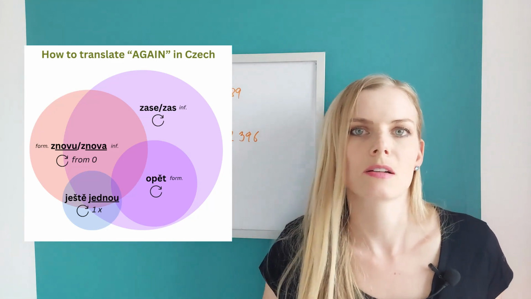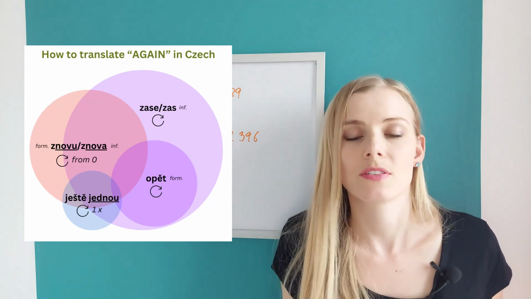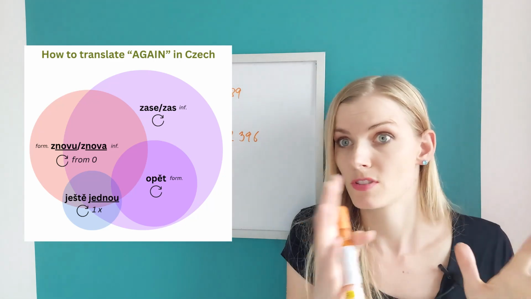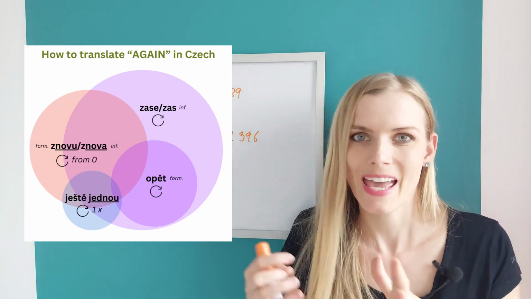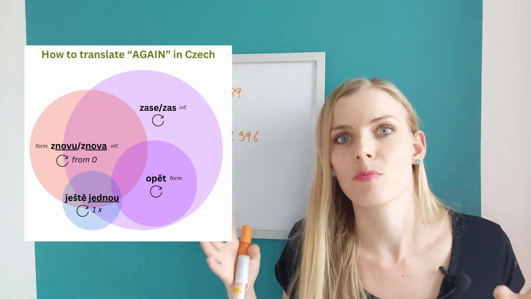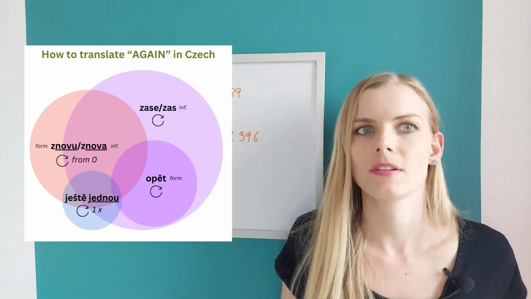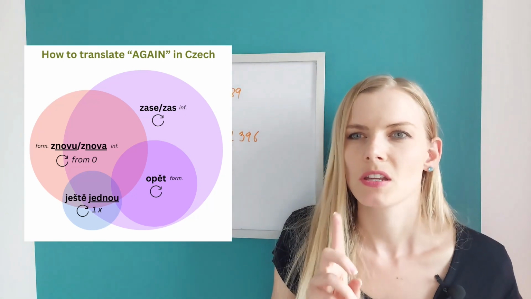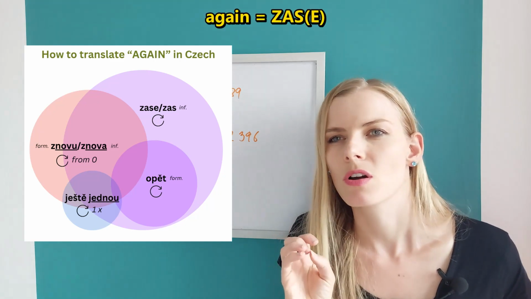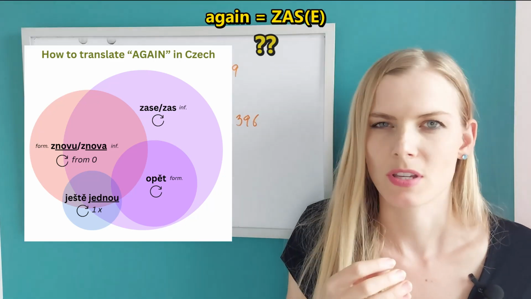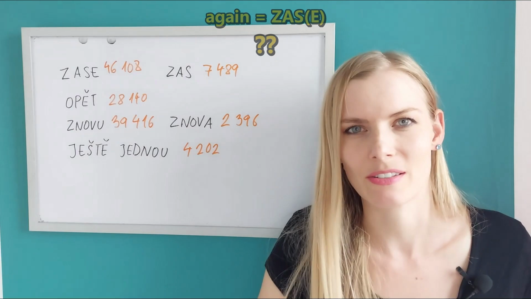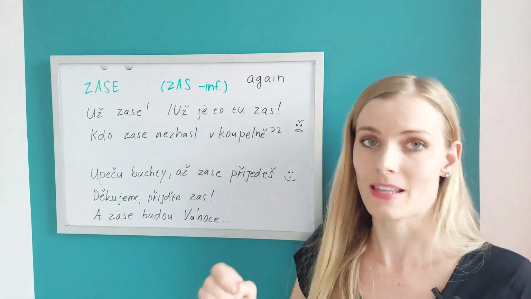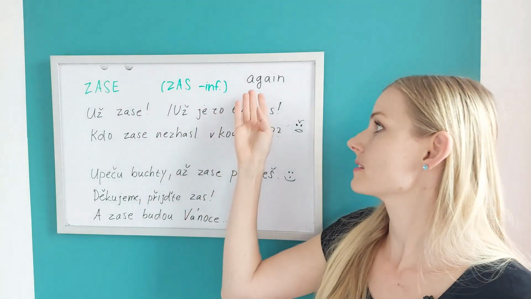Zase and opět are quite similar. The only difference is formality. Opět is very formal. And the words zase, zas, when translated as again, are used very, very broadly. They are really common. So we could technically say, when you want to translate again, you can almost never go wrong with zas or zase. Or can you? Let's find out. Let's look at the word zase and its informal variant zas, which is translated as again.